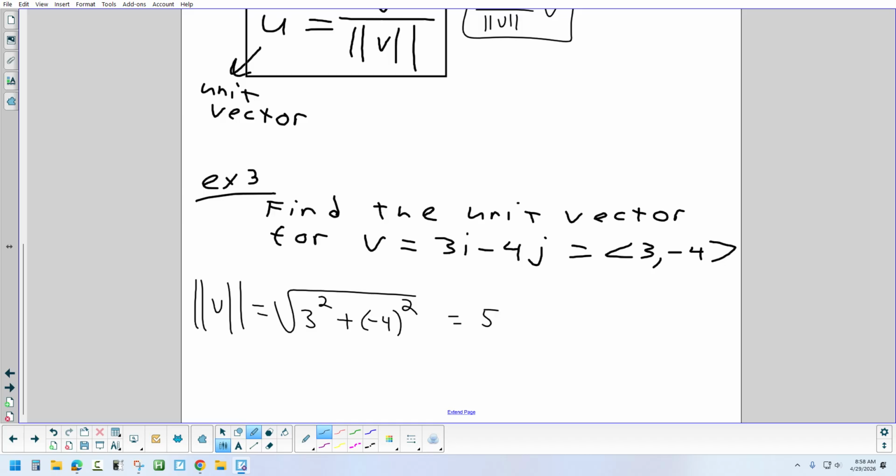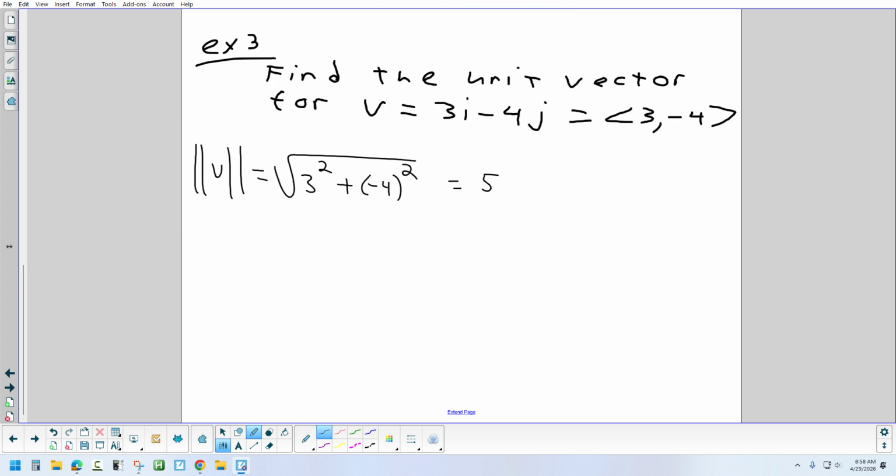I've given you 2 examples so far where the length comes out nice. It doesn't have to come out nice, but the 2 that I have so far have been nice numbers. So our vector is 5 units long. Is it a unit vector? No, not yet, because for a unit vector, how long should it be? 1 unit. So I have to scale it by 1/5.